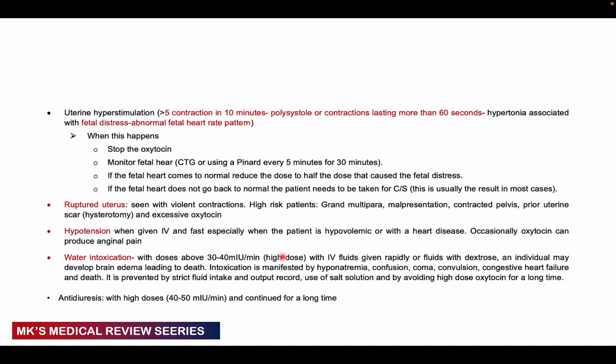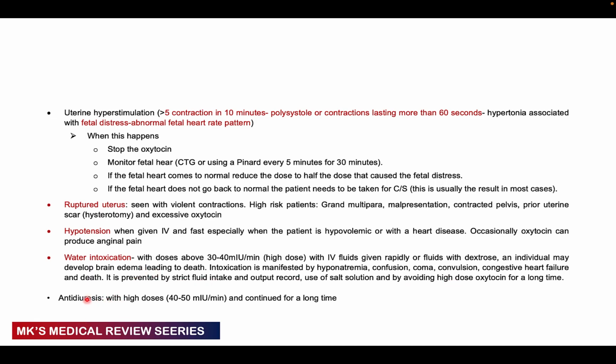If you give it with a lot of IV fluids or fluids that have dextrose in it, this can actually cause an individual to develop brain edema, and this can actually lead to death. Water intoxication caused by oxytocin will be manifested by hyponatremia, confusion, coma, convulsions, congestive heart failure, and even death in extreme cases. You can actually prevent this by having a strict input-output chart. You can actually use a salt solution, and you should avoid high doses of oxytocin for a very long time.